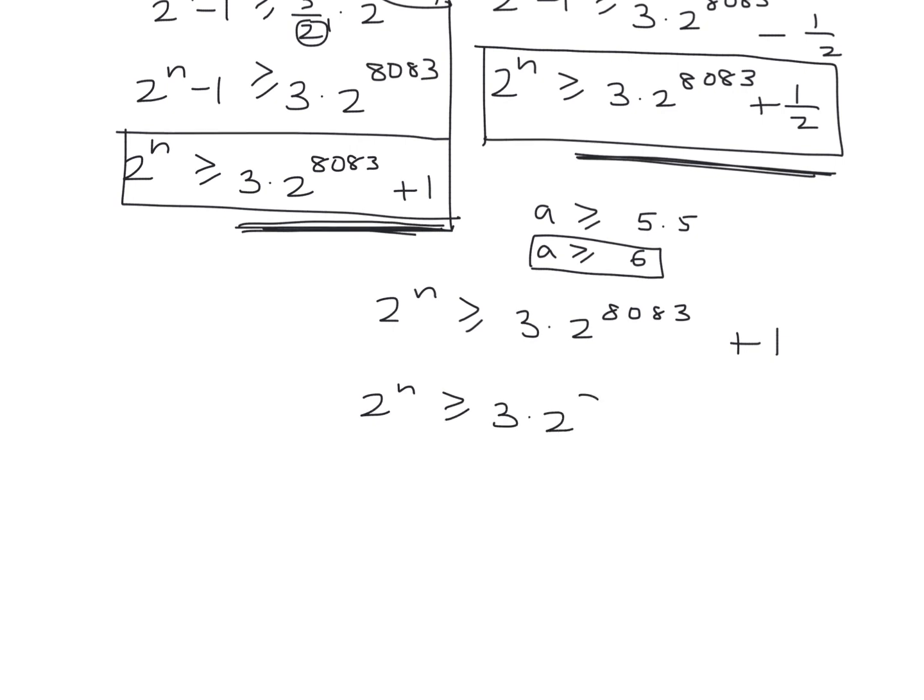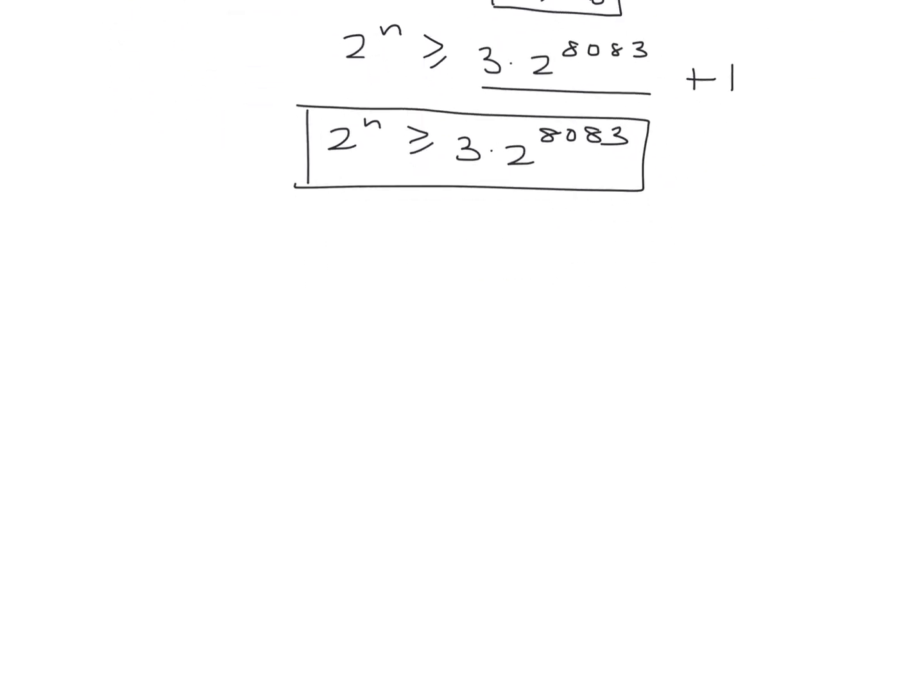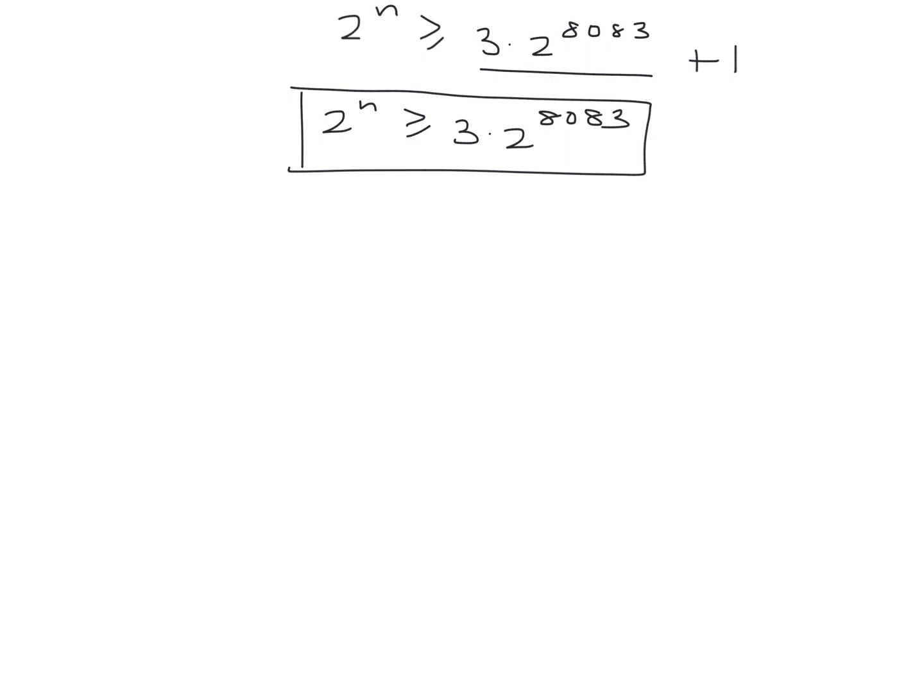Because that 1 is so small compared to this gigantic number that I don't think it'll matter. So let me just get rid of the 1 and narrow it down to this, and I think I'll be able to come up with an n. Okay, so this should be relatively straightforward.